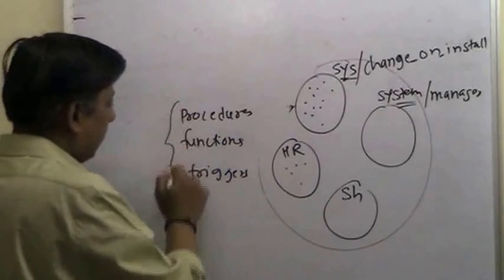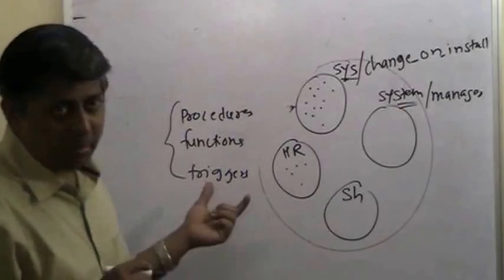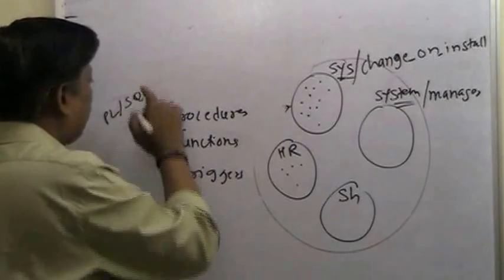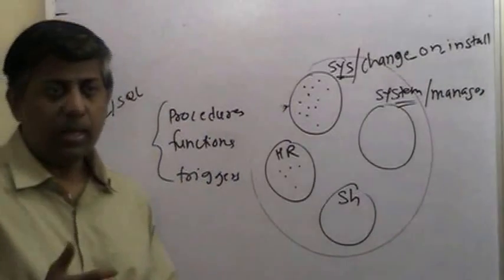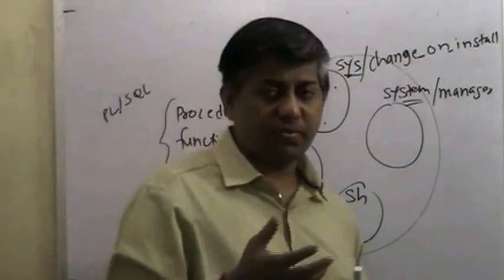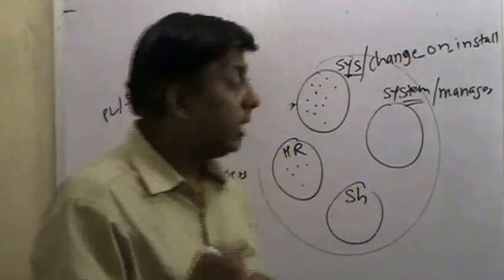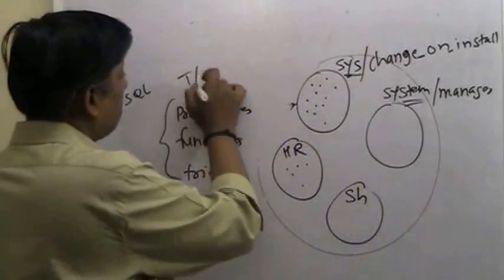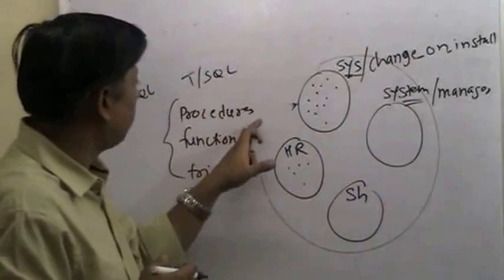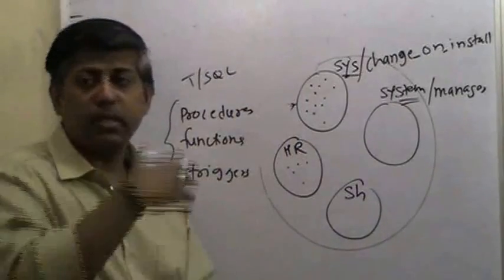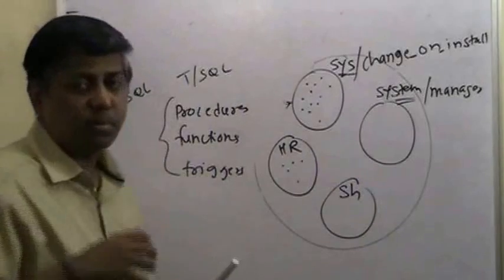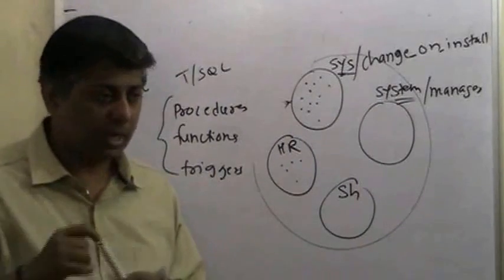Now all these things are programs which are written in a language called PLSQL. This is a proprietary language for Oracle. PLSQL is only for Oracle. If you are working in Microsoft technologies, Microsoft SQL Server, they have their own proprietary language called TSQL, Transact SQL. That is a programming language using which you write procedures, functions, and triggers in the Microsoft database. Using PLSQL, we can write procedures, functions, and triggers for Oracle only.